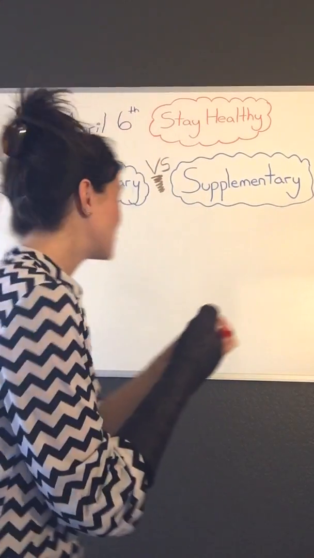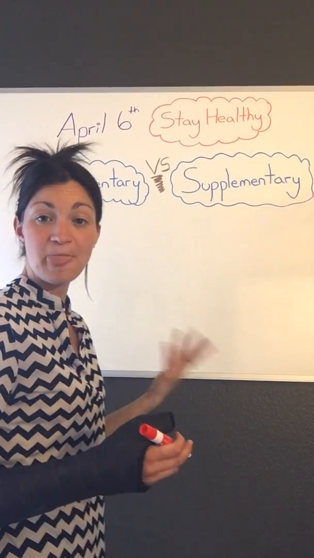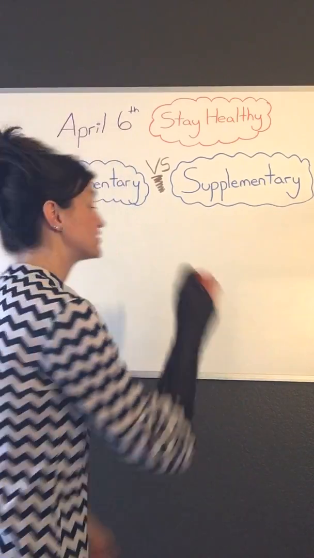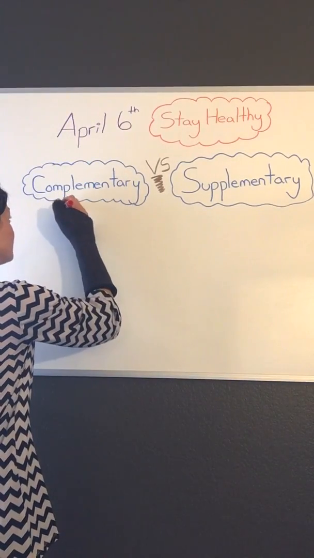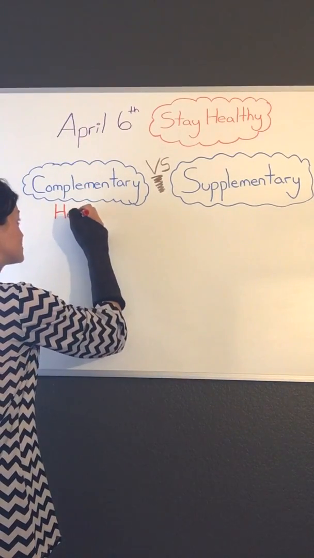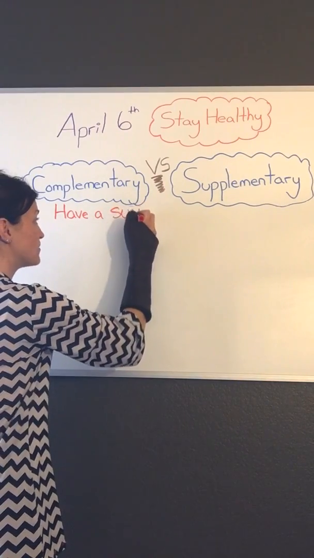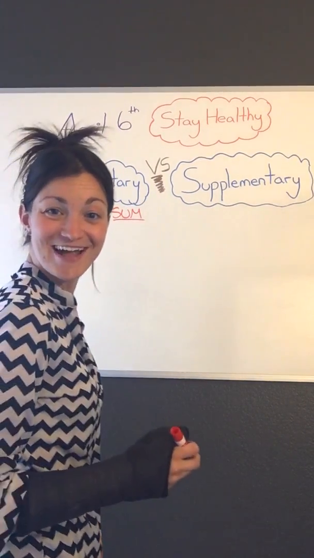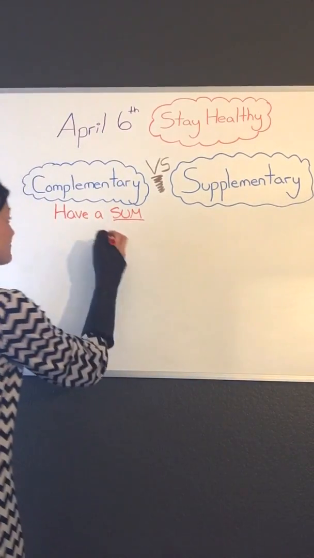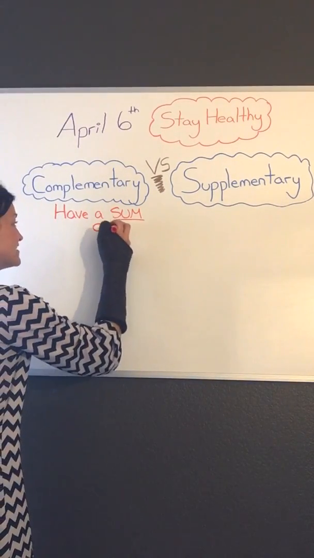Okay, so complementary angles have a sum of 90 degrees. So let's jot that down. Complementary angles have a sum, and remember, sum means addition, okay, like a total. So they have a sum of 90 degrees.